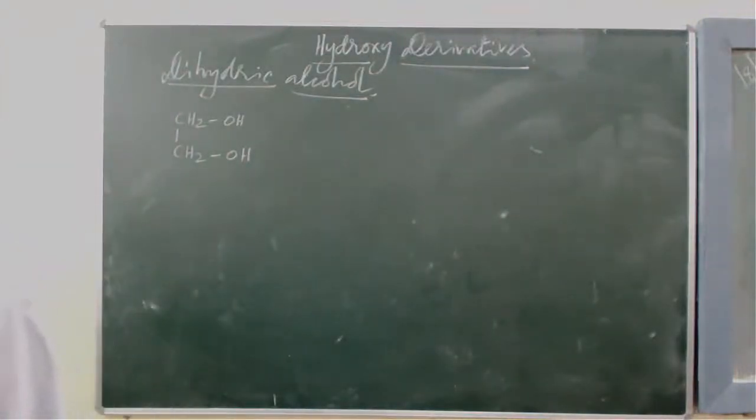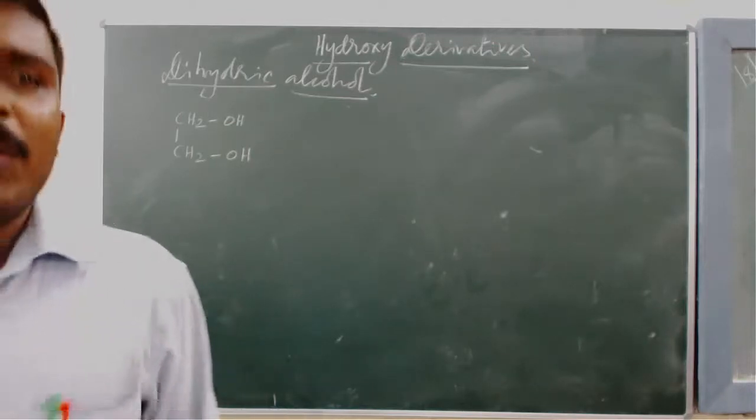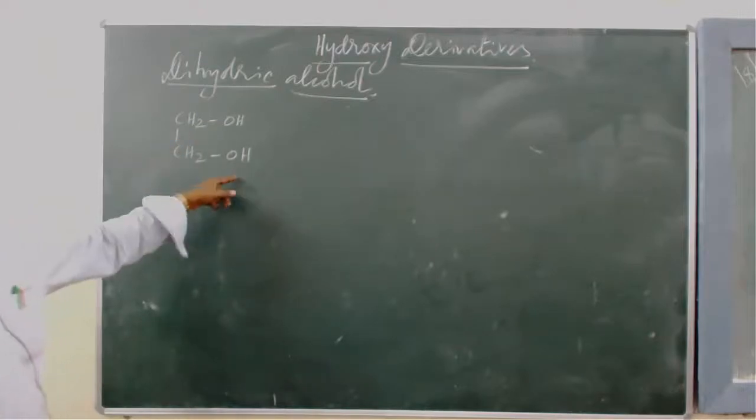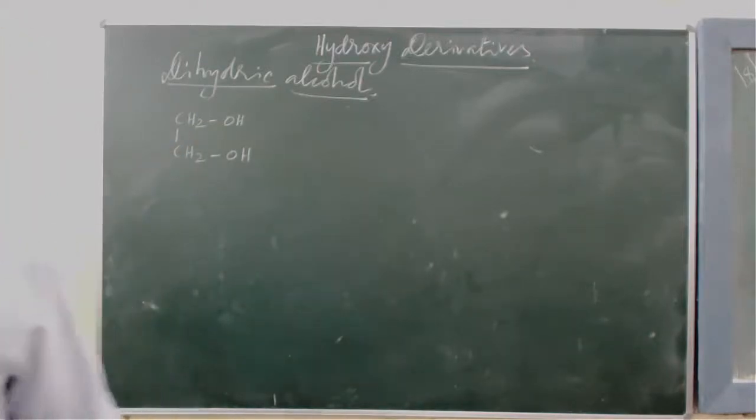What's the IUPAC name of ethylene glycol? Only 2 carbon. So 1,2-ethane diol. Very good. 1,2-ethane diol is the IUPAC name of this compound. Okay. We'll discuss some important 3 more questions.